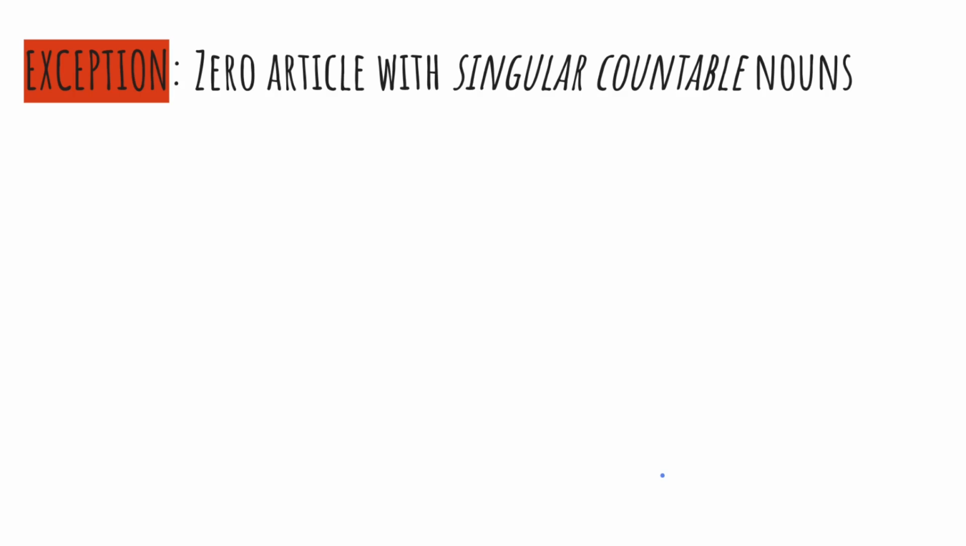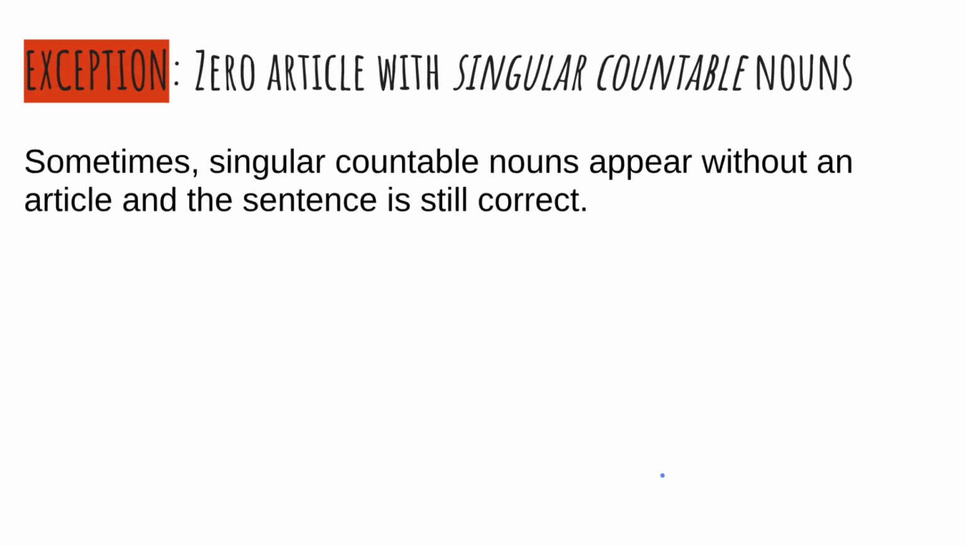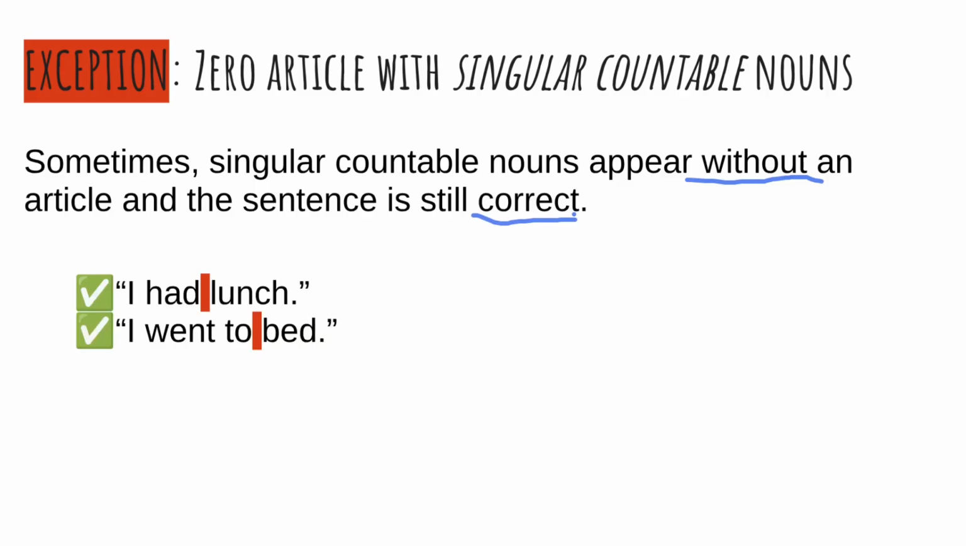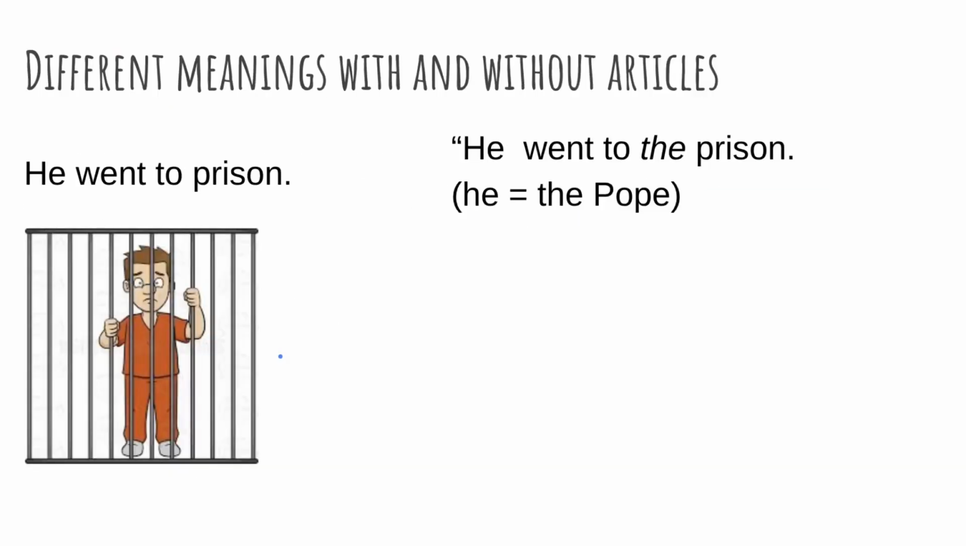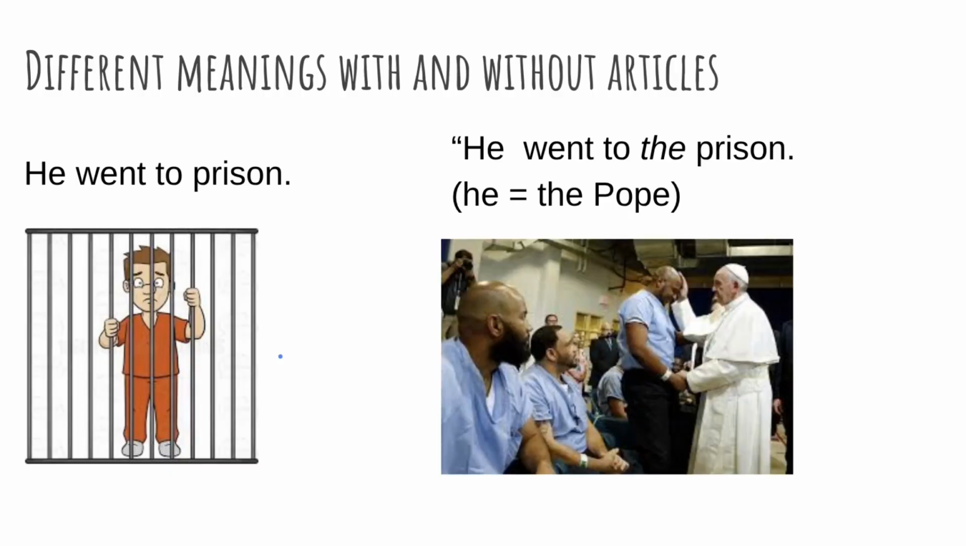However, there are exceptions. In some specific situations, singular countable nouns can appear without any article, and the sentence is still grammatically correct. For example, we say, "I had lunch," or "I went to bed," even though lunch and bed are singular countable nouns. In fact, native speakers sometimes use both forms with and without articles. For instance, you might hear, "He went to prison," or "He went to the prison." Both are possible, but mean different things.